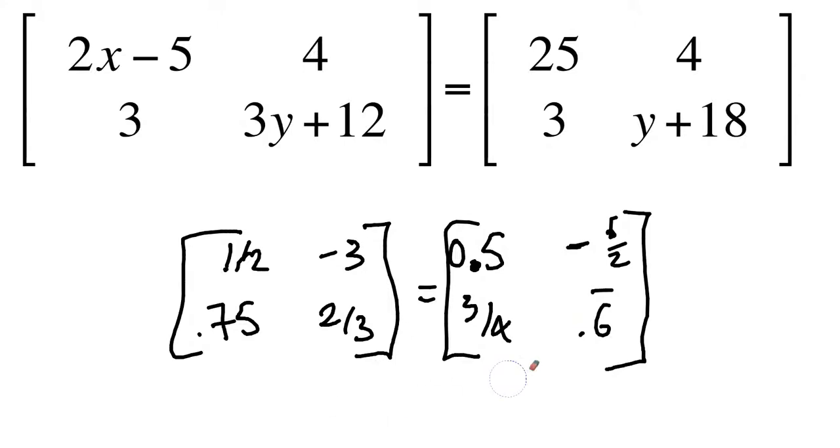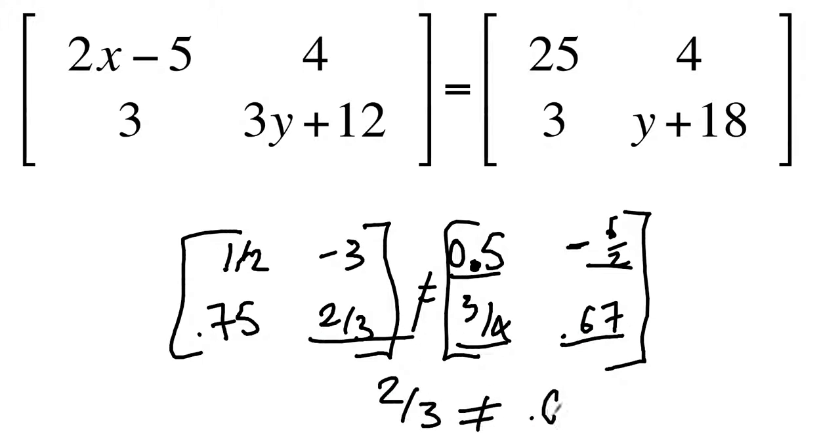Now, if I hadn't written 0.6 repeating, let's say I had rounded here, and I wrote 0.67, these are no longer equal matrices. They're not the exact same. These three elements are the exact same, but these two are not. 2/3 does not equal 0.67. 2/3 equals 0.6666666. I could keep writing this forever, right? So this is an approximation of 2/3, but they are not equal, so these are not equal matrices.